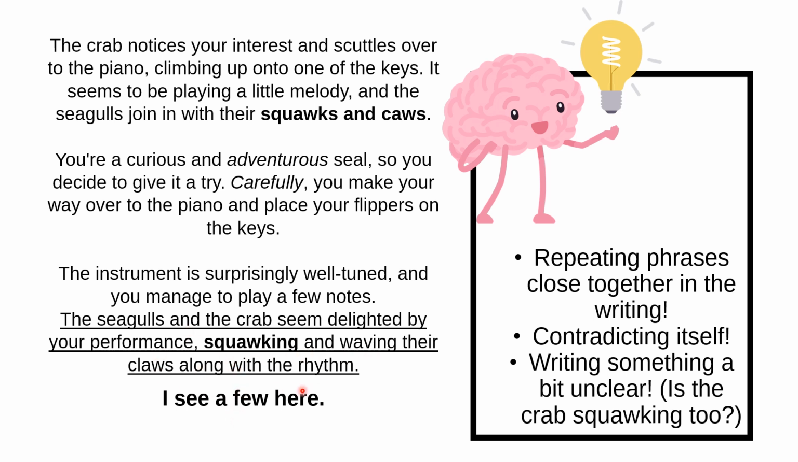Is it all of them? They use this pronoun there to lump together seagulls and crabs, and that just makes the sentence unclear. That's a mistake that AI will do quite often. So you have to make sure that you look out for that in AI writing.